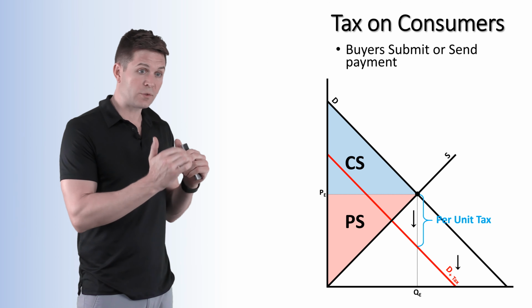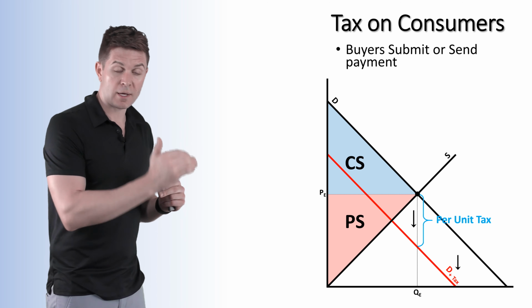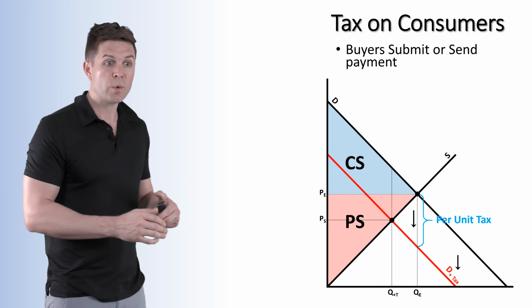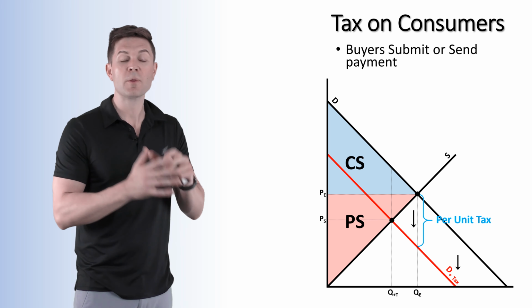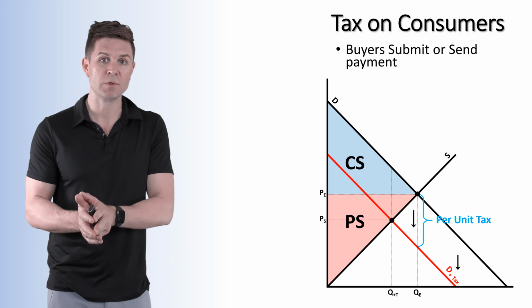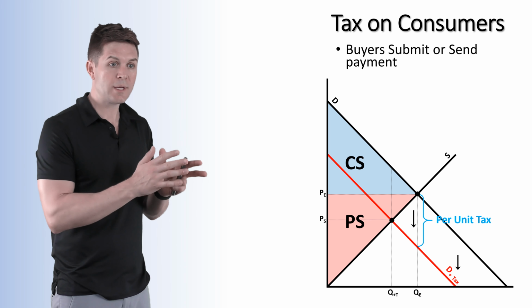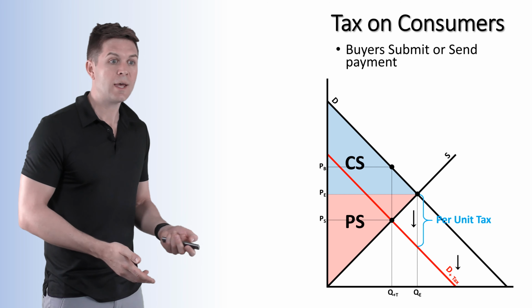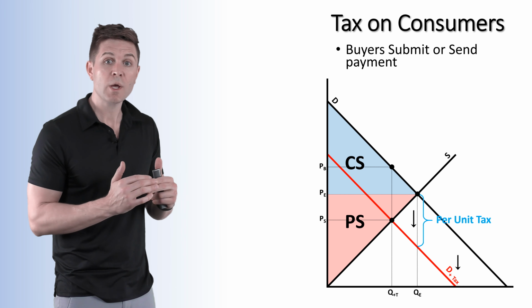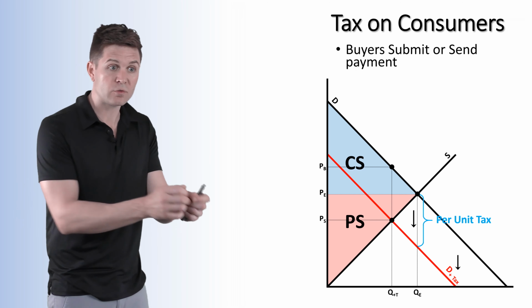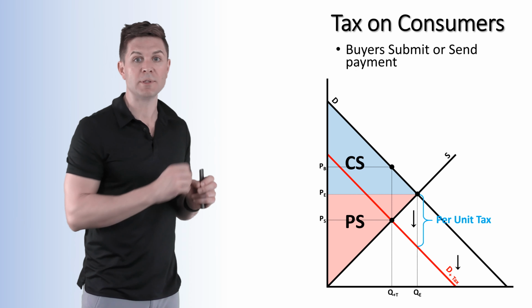So the distance between the two curves, once again, is the amount of the tax per unit. We have a new equilibrium that gives us the price that the seller is going to receive. Here's our new equilibrium. PS is what the seller receives, and the price that the buyer pays in the market, when you go to the store, it's going to be at PS, but the buyer has to submit that extra tax payment.